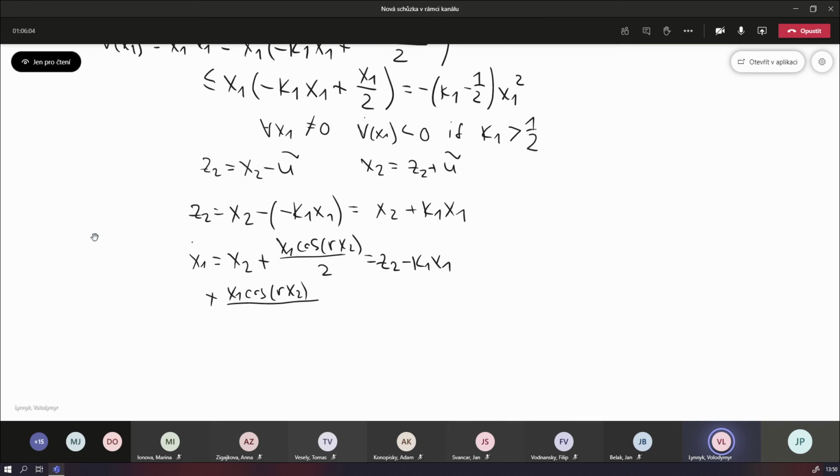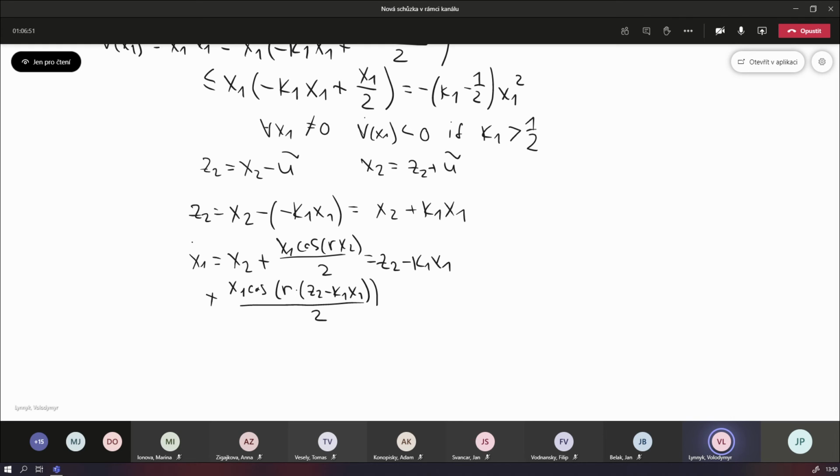Now we need to use this z2. It's plus x1 cosinus r times, and this x2 equal to z2 minus q1 x1, and this divide 2.